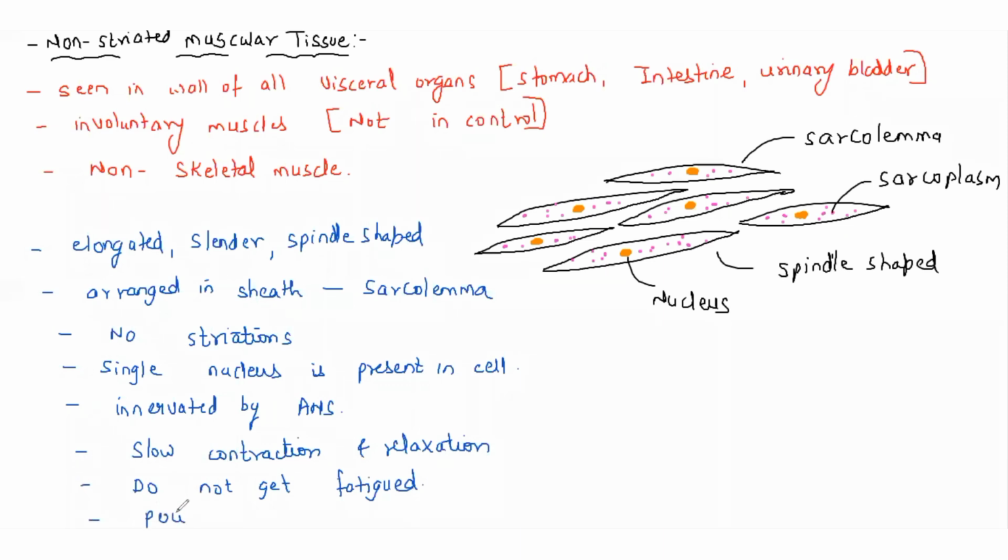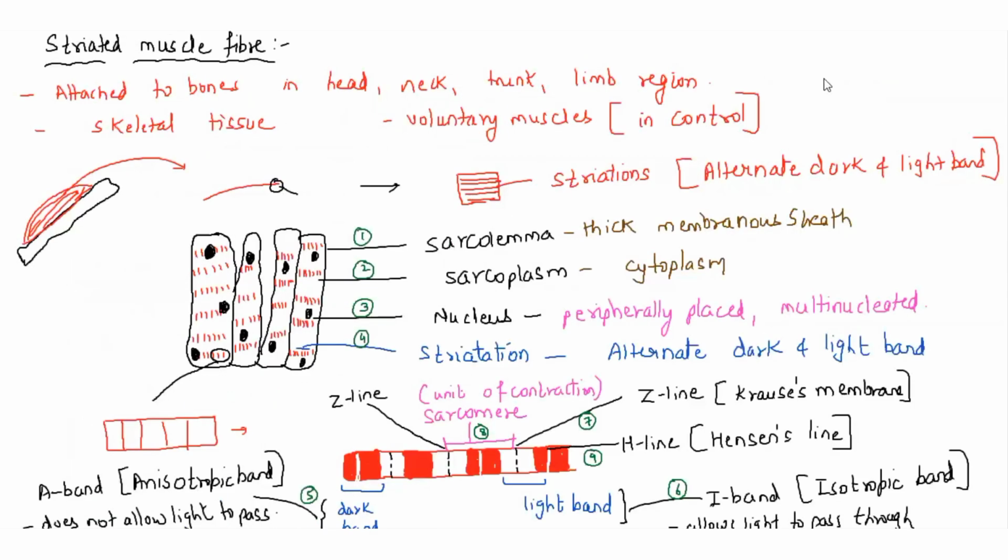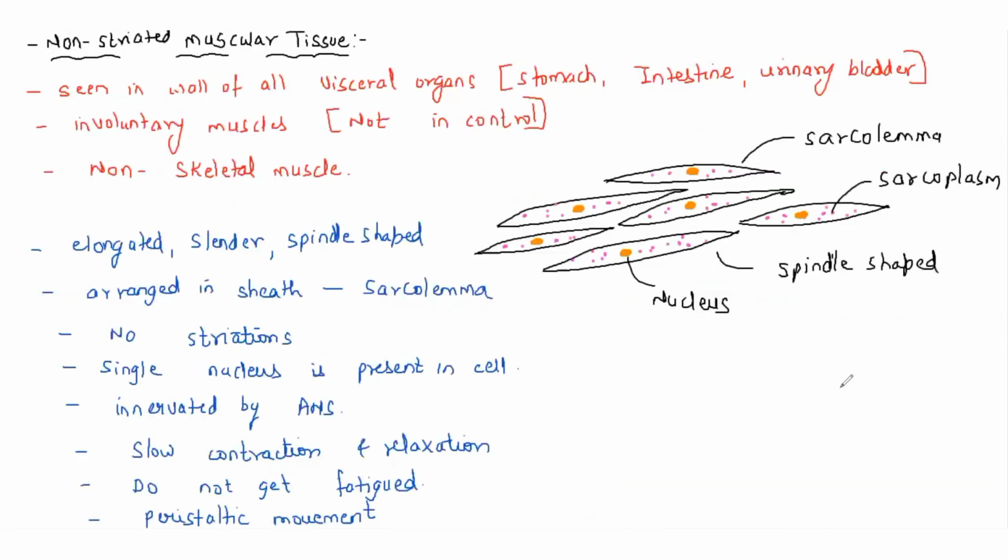Here an example is peristaltic movement. This peristaltic movement is one of the examples of non-striated muscular tissue. Whenever it comes to striated muscular tissue, you need to understand that it gets easily fatigued, because when we run our muscles get tired and we stop. So this is the characteristic of striated muscular tissue. But in the non-striated muscular tissue, there is no fatigue, they keep on working continuously. This is all for non-striated muscular tissue.